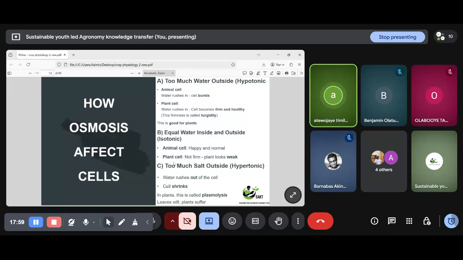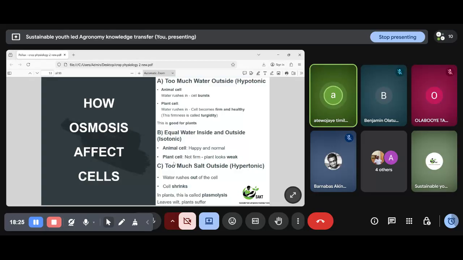Now you can see this one. Too much water outside is hypotonic. In an animal cell, water rushes in and the cell bursts. In a plant cell, water rushes in and the cell becomes firm and healthy. We human beings are more isotonic. The animal cell is happy and normal. So we have equal water outside and inside our cell.